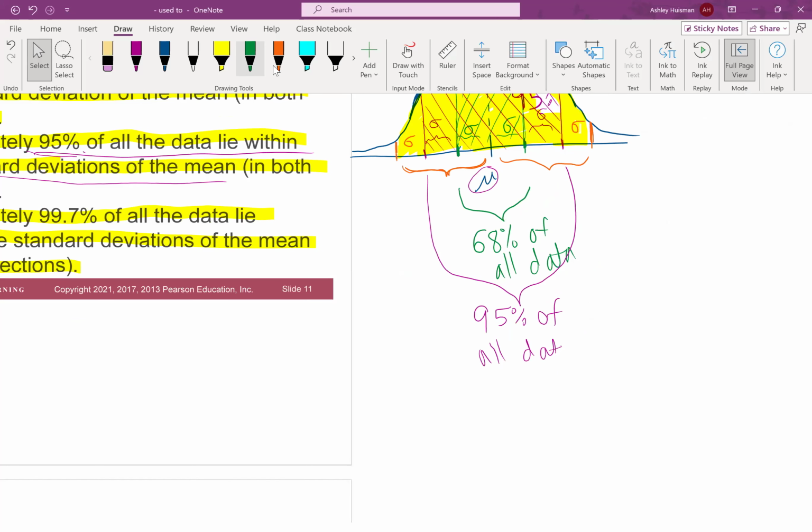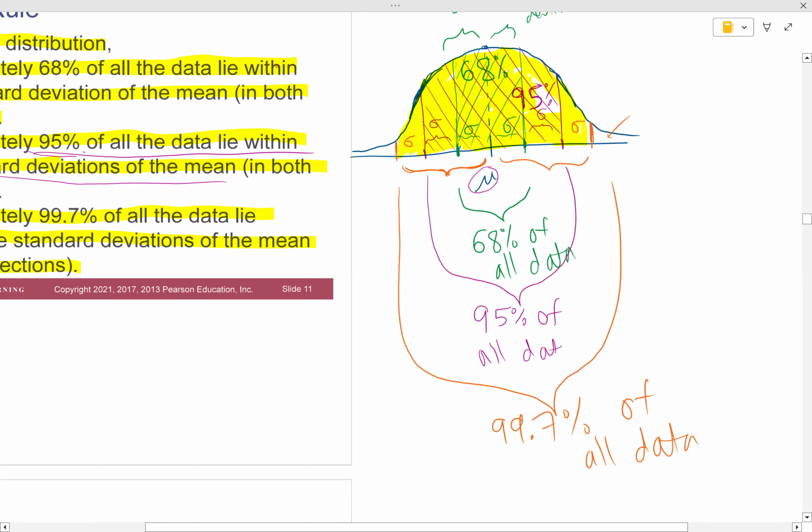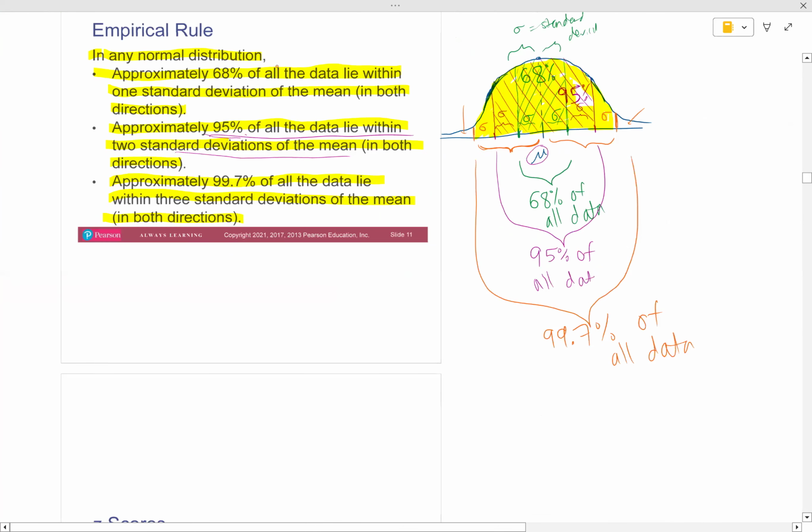Let's see, what's another good color here? Yeah, from here to here represents 99.7% of all data values. And I know I probably didn't draw it very nicely. It looks like there's a significant amount of data in these tails, but pretend. That's kind of the idea. That's a visual. That helps me a lot, visualizing that instead of just these words over here.